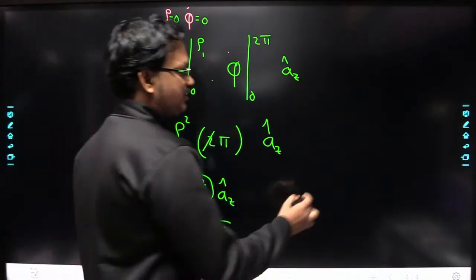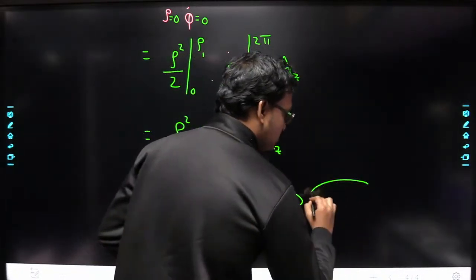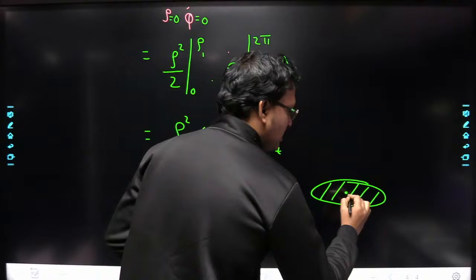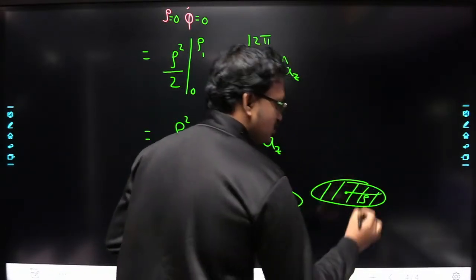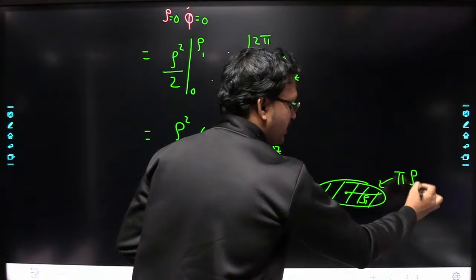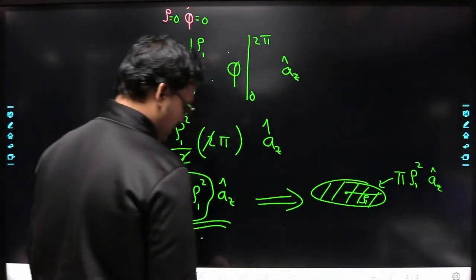So I am drawing the shape here. So this is the surface area of the circle, and its radius is rho 1. So the surface area is nothing but pi rho 1 square. Its direction is what here? Its direction is along az cap.